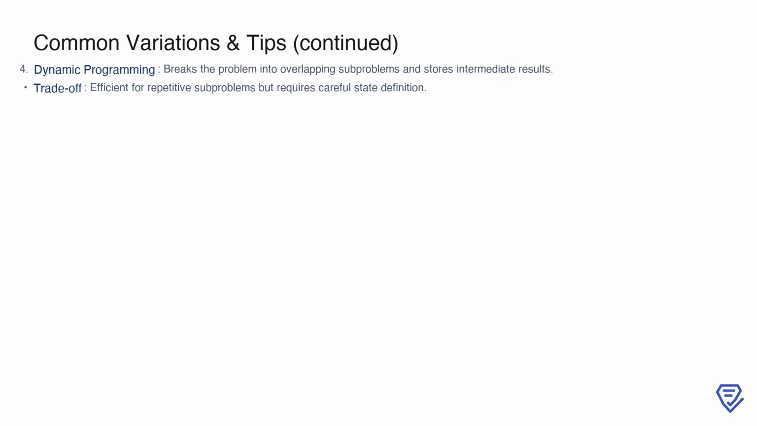However, the key to using dynamic programming effectively is defining the state carefully and ensuring that the transitions between states are optimized. While it can significantly reduce time complexity, it often comes at the cost of increased memory usage to store intermediate results. Understanding these trade-offs and applying dynamic programming judiciously can help you solve even the most complex problems efficiently.